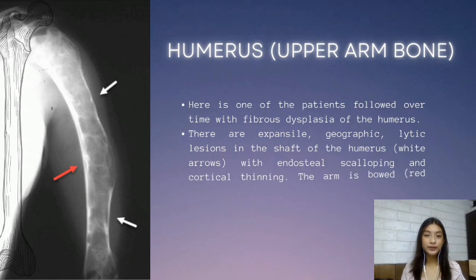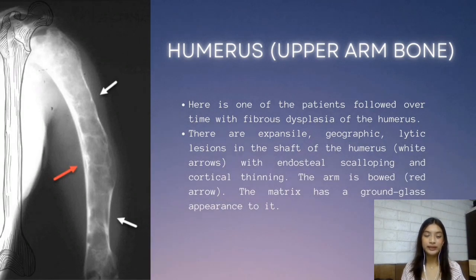Next is the humerus or upper arm bone. As we can recall from the earlier proximal femur case of fibrous dysplasia, it is also characterized as occurring in cortical bone in the shaft of the humerus, the white arrows, resulting in the arm being bowed, as you can see in the red arrow.